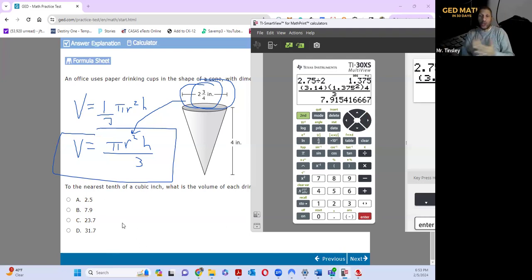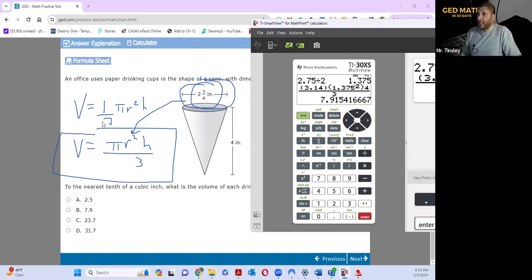So every single question, you should be going in asking, what do I know? I know the diameter is 2 3/4. I know the height is 4. I need to find the volume. So what do I know about the diameter? I know to find the radius, I need half. To find half of anything, I divide it by 2.